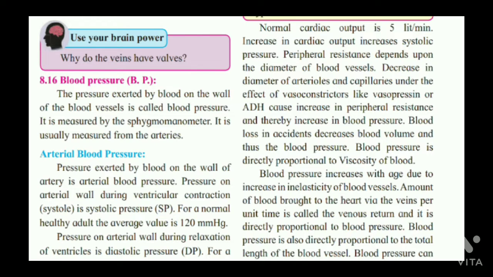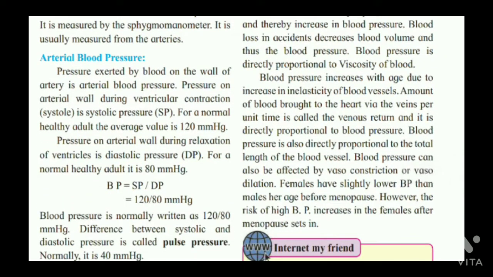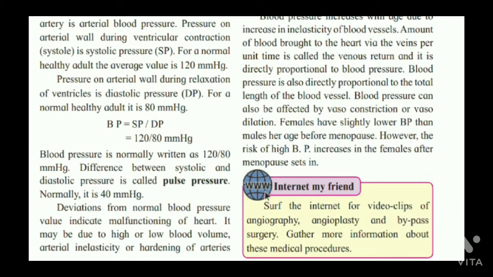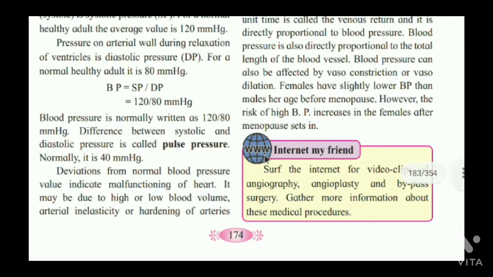Pressure on arterial wall during relaxation of ventricle is diastolic pressure. For a normal healthy adult, it is 80 mm of Hg. BP is equal to SP by DP, which is 120 by 80 mm Hg. Blood pressure is normally written as 120 by 80 mm of Hg. Difference between systolic and diastolic pressure is called pulse pressure. Normally it is 40 mm of Hg.